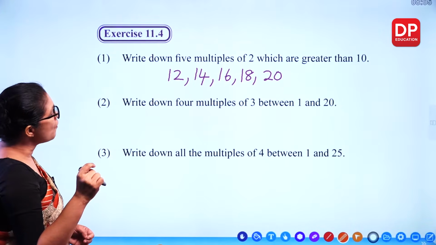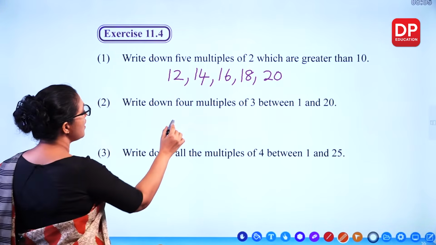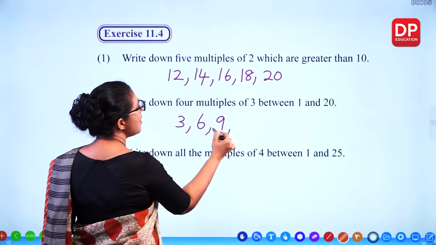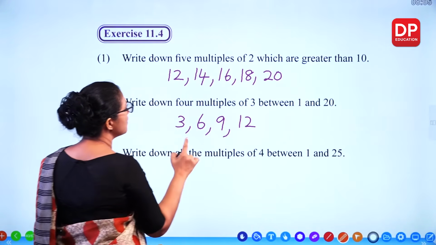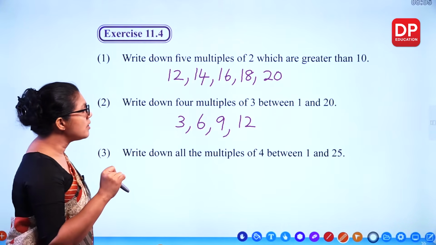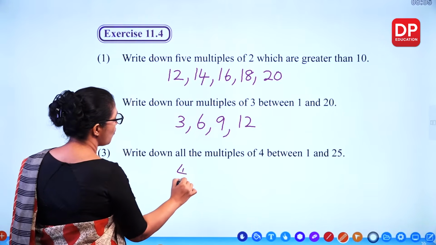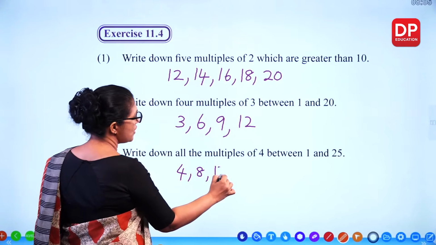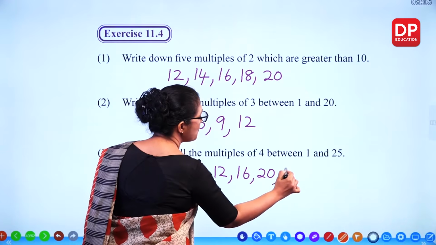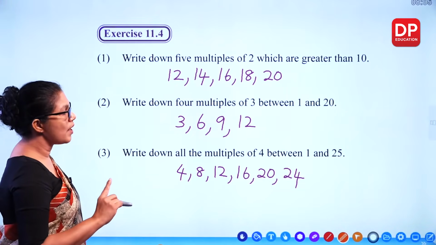Write down 4 multiples of 3 between 1 and 20. Multiples of 3. 3 times 1, 3. 3 times 2, 6. 3 times 3, 9. 3 times 4, 12. So 1, 2, 3, 4. Only 4 multiples. Write down all the multiples of 4 between 1 and 25. 4 times 1, 4. 4 times 2, 8. 4 times 3, 12. 4 times 4, 16. 4 times 5, 20. 4 times 6, 24. So those are the multiples of 4 in between 1 and 25.